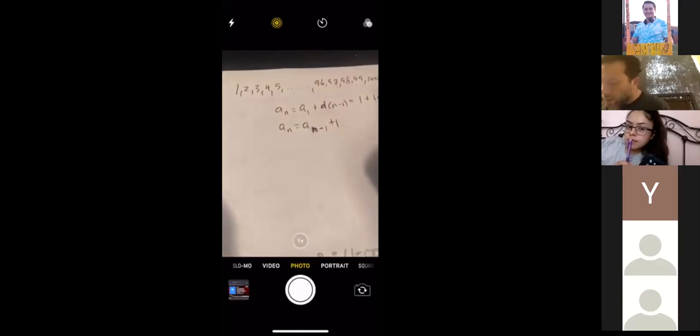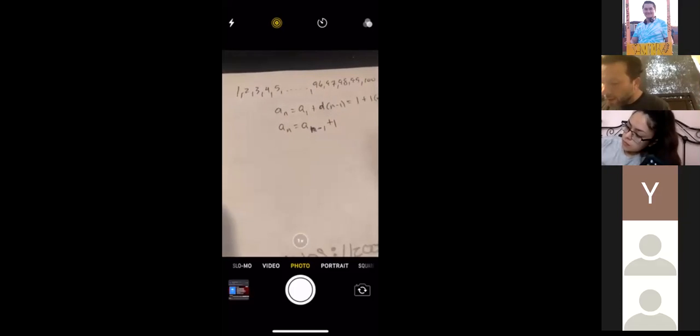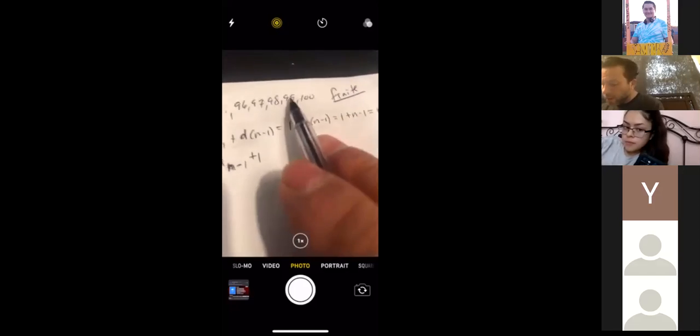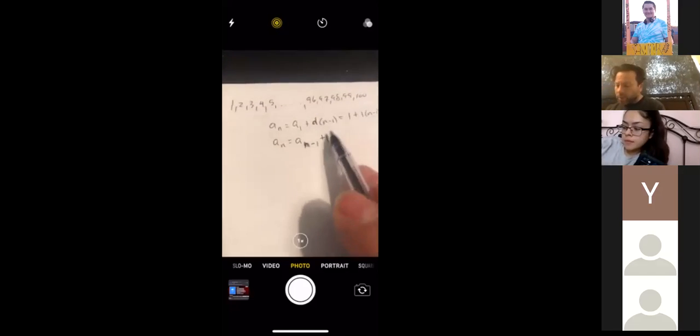See? Okay, good. And by the way, this is 1. A sub 1 is 1, plus your common difference, which is 1, times n minus 1. So then you get 1 plus n minus 1, which is simply n. It makes sense that a sub n is n. What is a sub 1? 1. What is a sub 2? 2. What is a sub 10? 10. What is a sub 100? 100. That means that the 100th term is 100. The 99th term is 99. So both of these make sense.